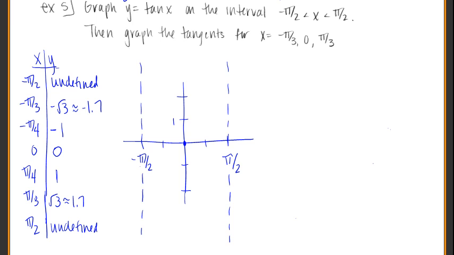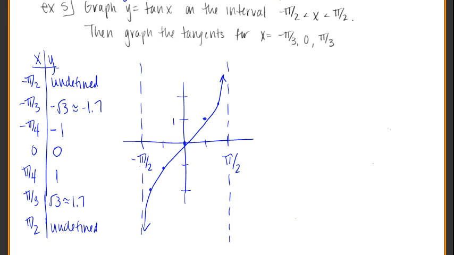I cross at the origin, and at pi over 4, I'm up at 1, and at negative pi over 4, I'm down there. And then at pi over 3s, I'm at about 1.7 and negative 1.7. So I've got my curve coming up, which is good. All right, so that looks like our normal tangent graph. So there's the first part.